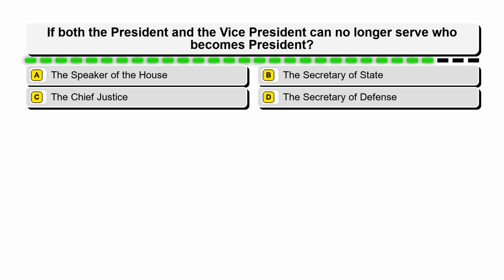Question 28. If both the president and the vice president can no longer serve, who becomes president? Option A, the Speaker of the House. Option B, the Secretary of State. Option C, the Chief Justice. Option D, the Secretary of Defense.